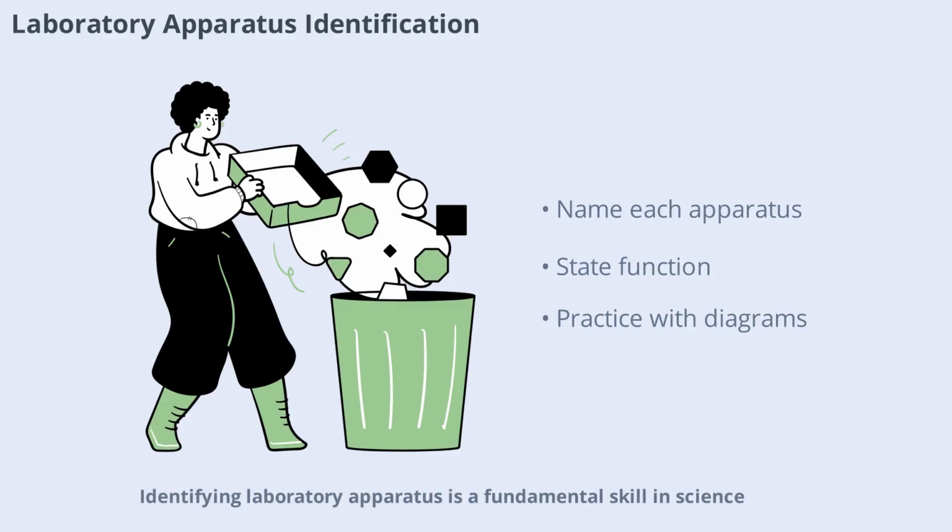Identifying laboratory apparatus is a fundamental skill in science. You may encounter equipment like beakers, test tubes, and microscopes. Knowing the name and function of each apparatus helps you perform experiments safely and answer exam questions accurately. Practice with real equipment and diagrams to reinforce your knowledge and build confidence in the laboratory.